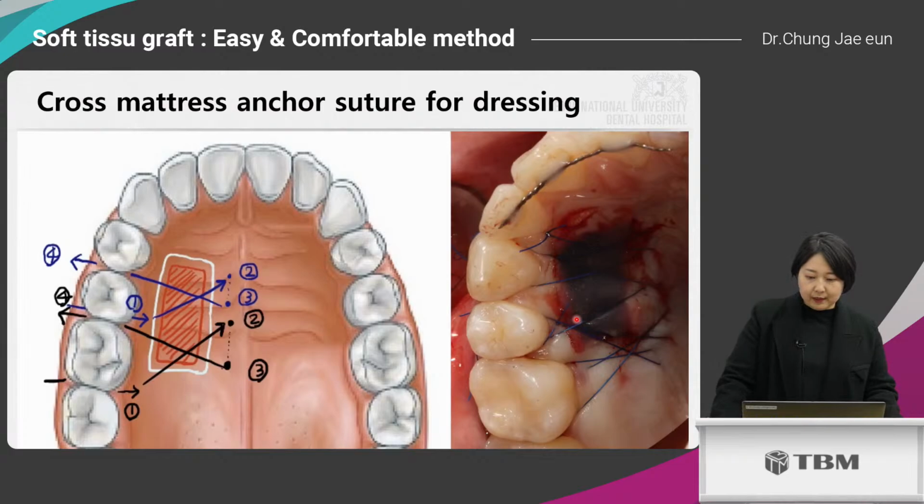The dressing will last longer if you use suture. I use cross mattress ankle suture for dressing here. The needle starts here at the buccal side of tooth and passes through the palatal gingiva and goes back to the buccal side of the tooth and makes a knot. With this suture, you can stabilize the dressing very firmly and easily, and there are fewer needle insertion points than conventional cross mattress suture.